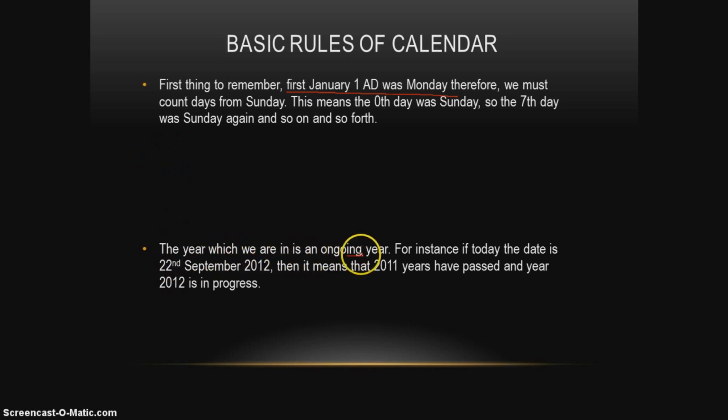One more thing we have to keep in mind is that the year which we are in is an ongoing year. For instance, we are in year 2012 right now, and the date today is 22nd September 2012. What this means is that 2011 years have passed and the 2012th year is in progress. It's not like 2012 years are over and then we are counting on top of that. No, it's like 2011 years have finished and the 2012th year is in progress. So we need to keep this in mind.